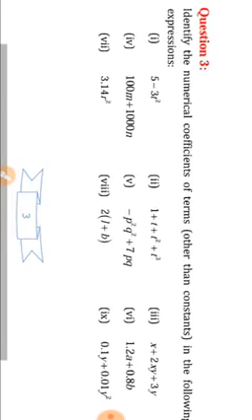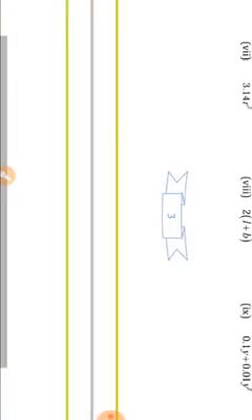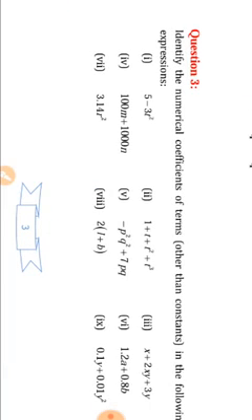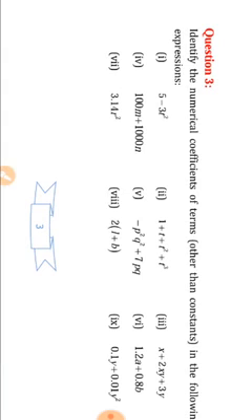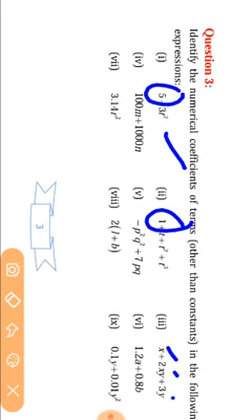Then the third question, identify the numerical coefficients other than constants in the following expressions. Numerical coefficients are nothing but numbers. Other than constants, here two words are mentioned. Constants means without variable. In this question 5 is without variable. In this question 1 is without variable. In this question there is no constant value because all are with the variable itself.